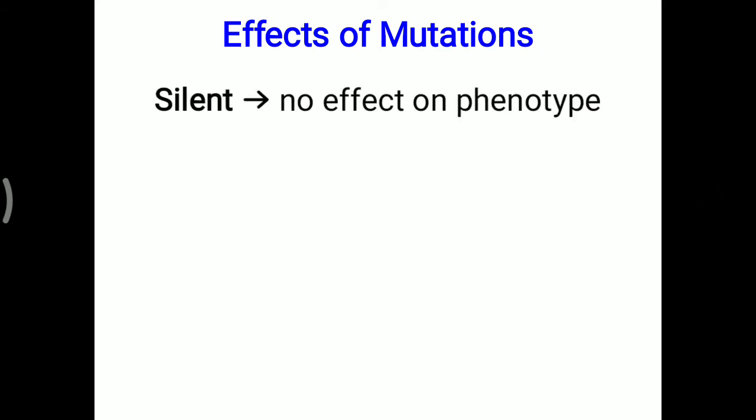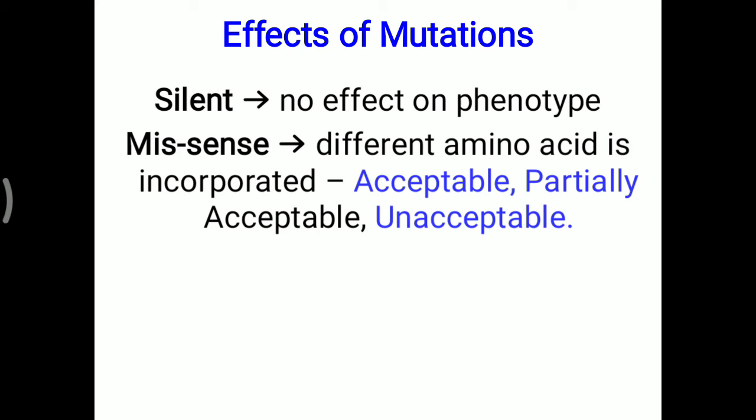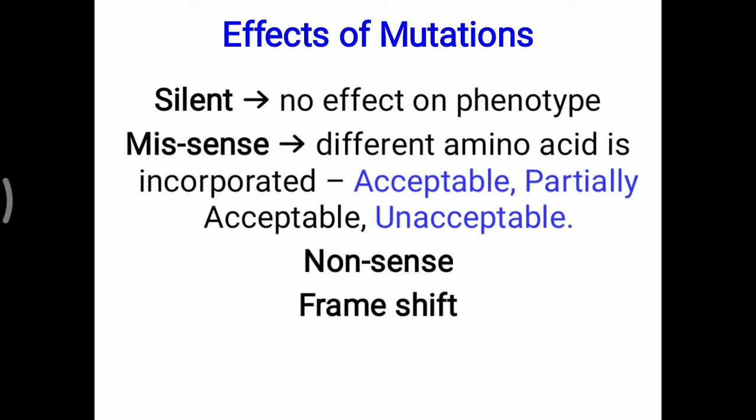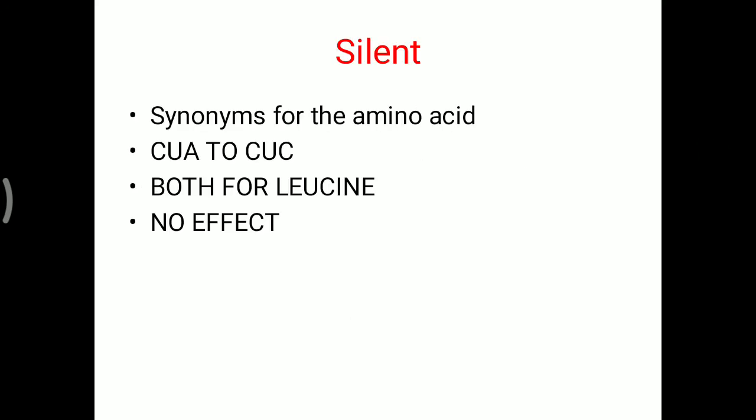Now next is the effect of mutation. The effect of mutation is also of different types. Silent: there is no effect on the phenotype or expression of the cell. Missense: a different amino acid is incorporated due to mutation, and that may be acceptable, partially acceptable, or unacceptable. Next is the nonsense effect of mutation, and the frameshift effect of mutation. All of these effects of mutation we will look at in detail.